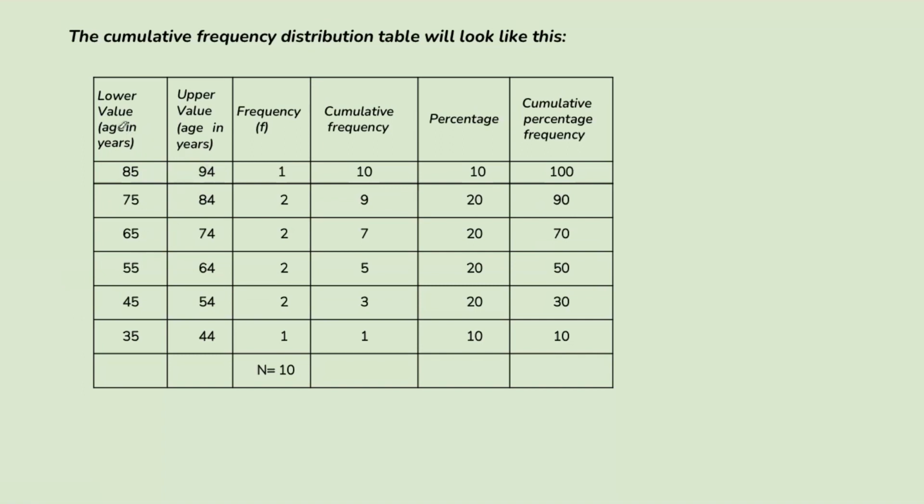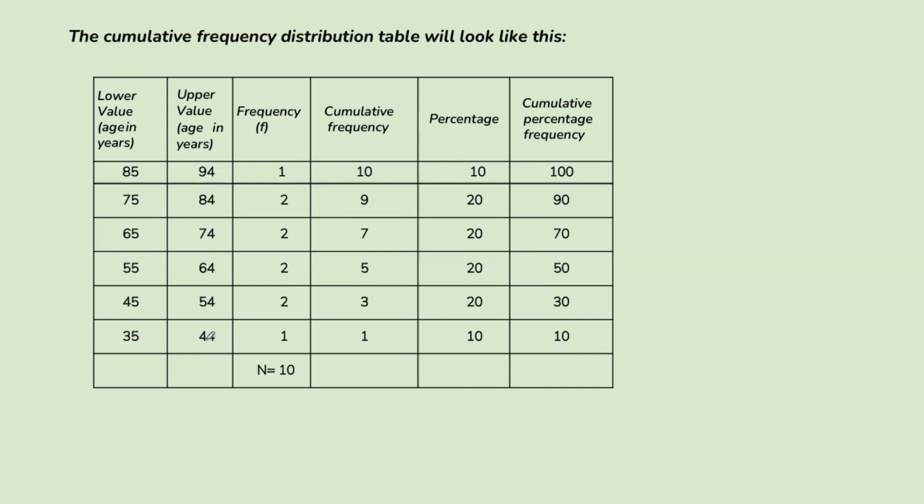Then for each interval, you have to write the lower value and the upper value. So for the age interval 85 to 94, the lower value is 85, the upper value is 94. So let us start from here. We'll start with 35: 35 to 44, then 45 to 54, 55 to 64, 65 to 74, 75 to 84, 85 to 94. So we are starting with the lowest value, that is 35 to 44.